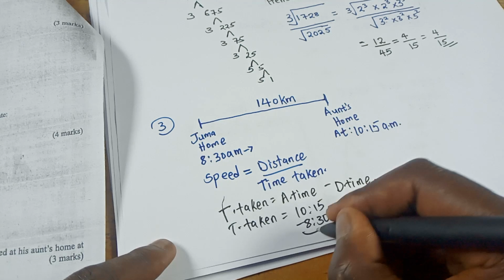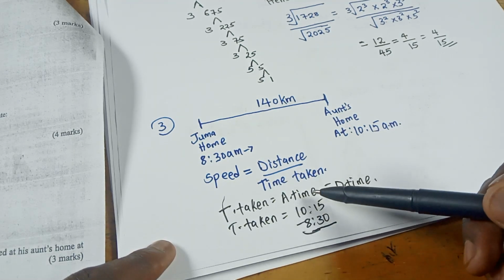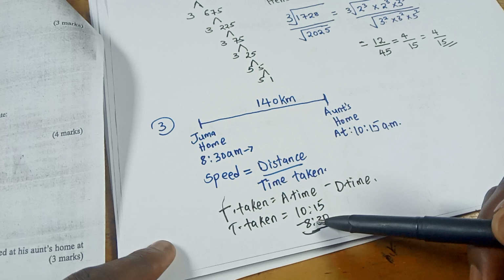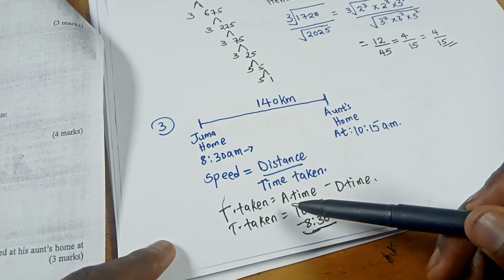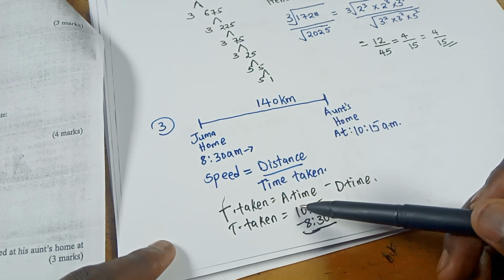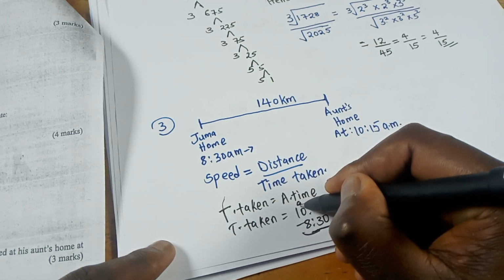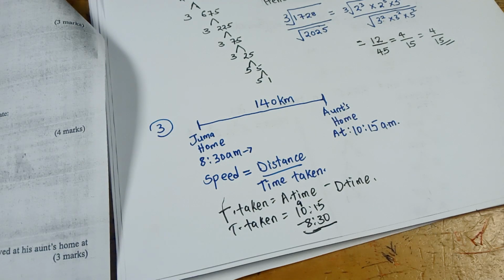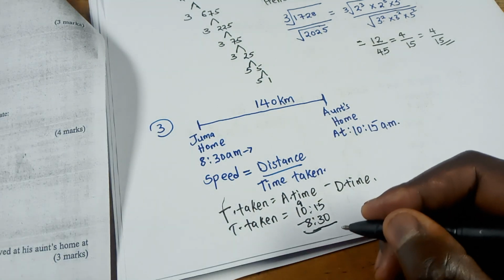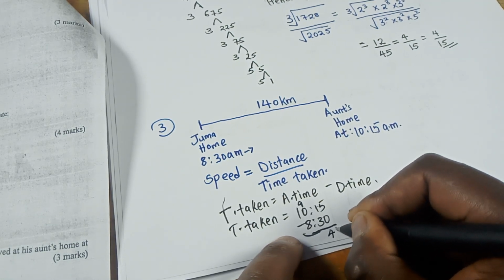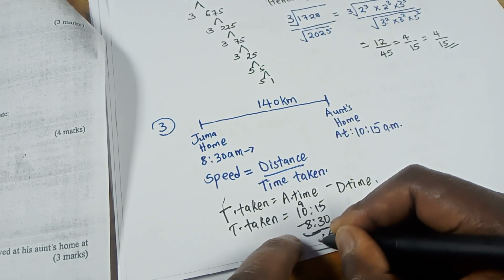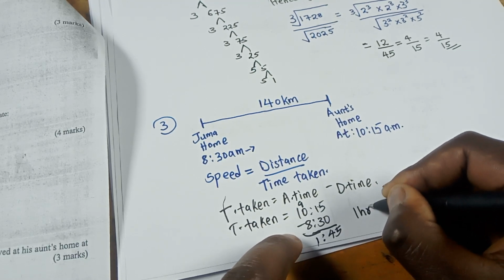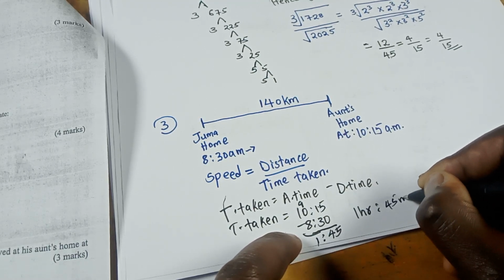And when we subtract the two, it is not possible for us to subtract 30 minutes from 15 minutes, so we will borrow 1 hour from 10, and here we will be left with 9. That hour is equal to 60 minutes. So 60 plus 15 is equal to 75. 75 minus 30 gives us 45, and this is 1. So time taken is 1 hour 45 minutes.